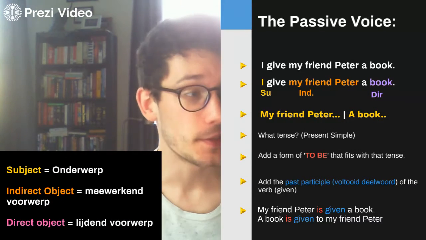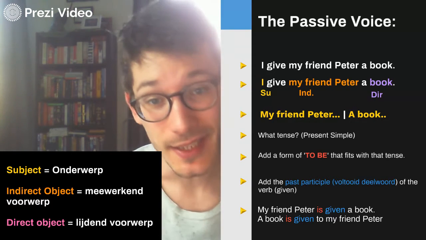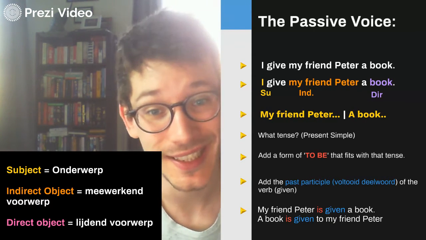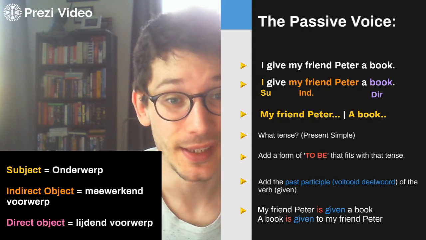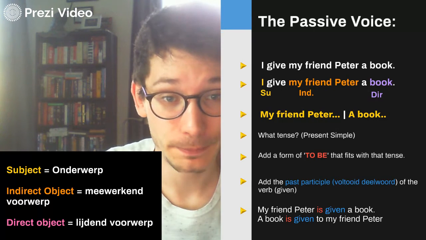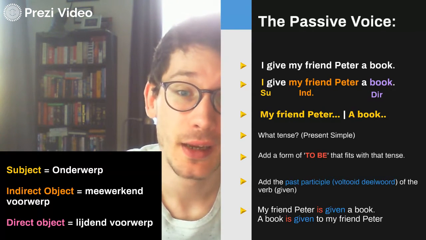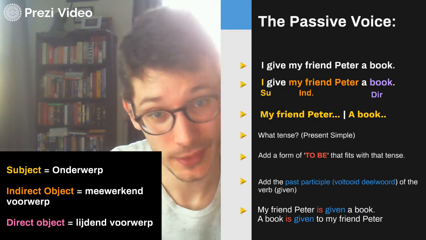Here's a sentence. The sentence is, I give my friend Peter a book. That sentence is an active sentence. We know that's an active sentence because the subject of the sentence does something. Okay? If you have that sentence and you want to make it a passive sentence, then what you have to do is the following. Step 1.